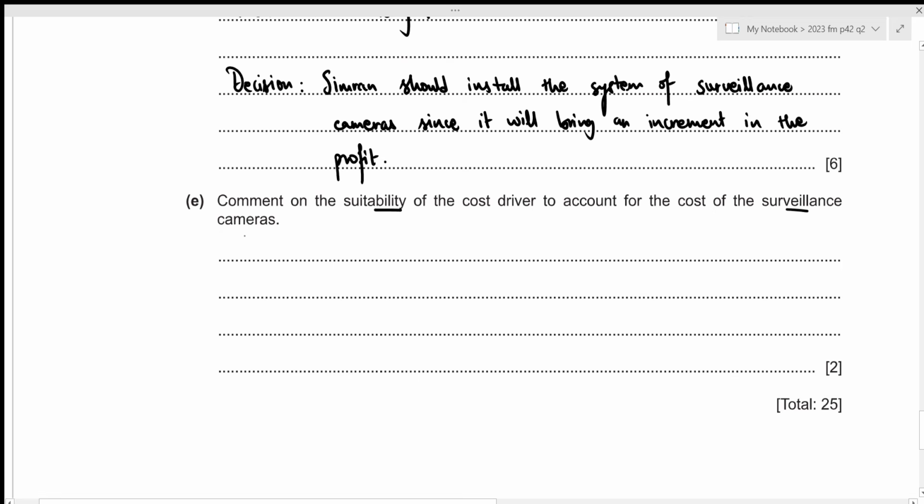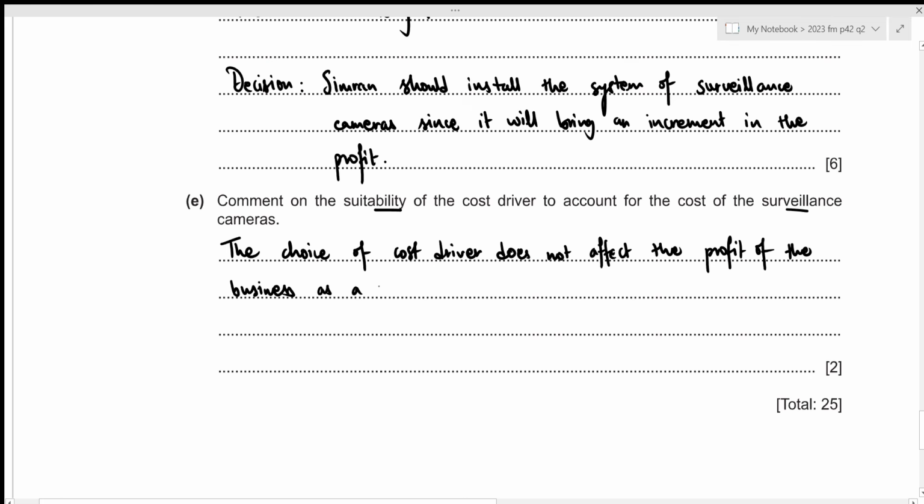But the cost is definitely not related to the inspections of our product. The cost is related to our workers, because we're basically installing our surveillance cameras in order to monitor those workers. So we can say that our basis of apportionment that we have been using currently is not correct. So let's write it down. And we can start by saying that the choice of cost driver does not really affect our total profit. The choice of cost driver does not affect the profit of the business as a whole, but the current cost, that is the cost of the surveillance cameras, is definitely not related to the number of inspections taking place.